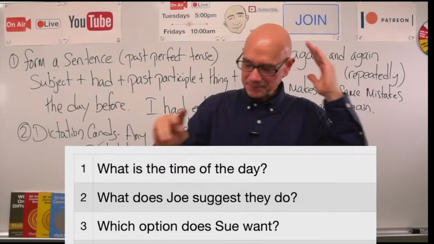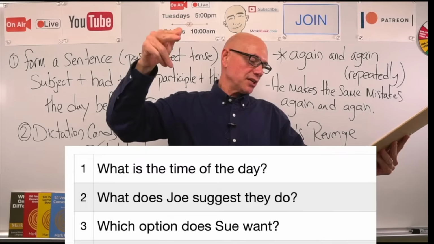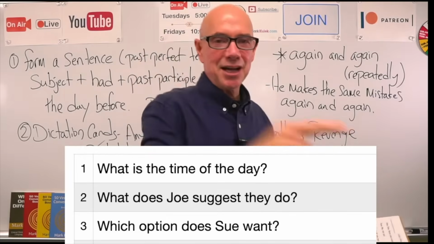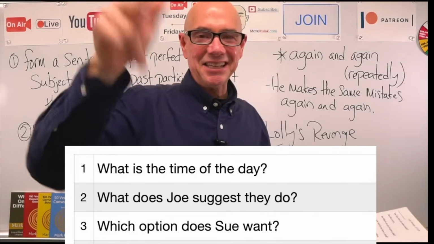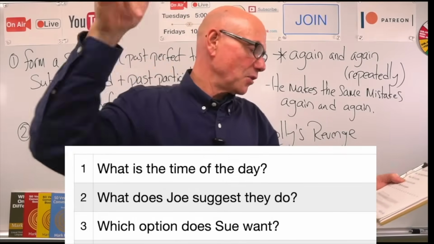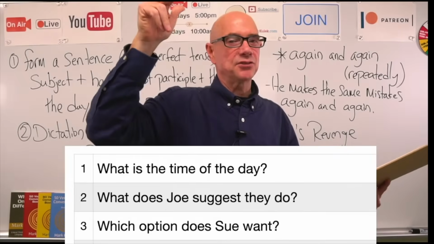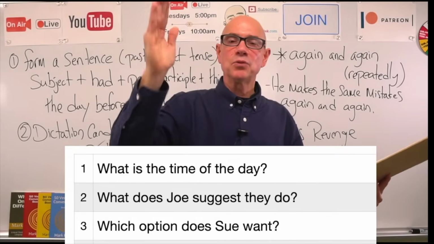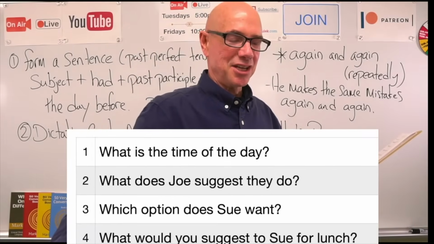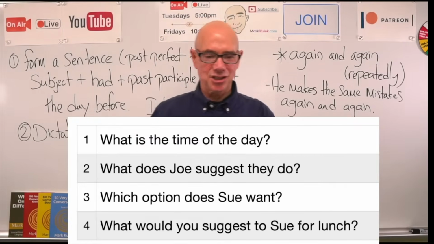Okay, here we go. One more question. Question number 4. What would you suggest to Sue for lunch? Now, this is your idea, your opinion, your imagination, your anything you want to say. What you want to suggest to Sue. All right? What would you suggest to Sue for lunch? One more time. What would you suggest to Sue for lunch? So it's your imagination, your idea.